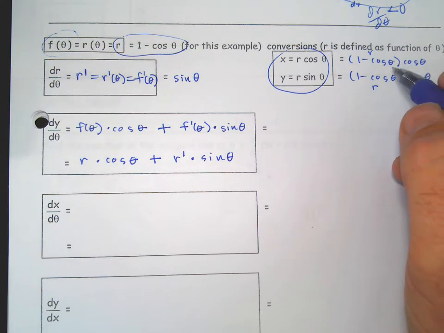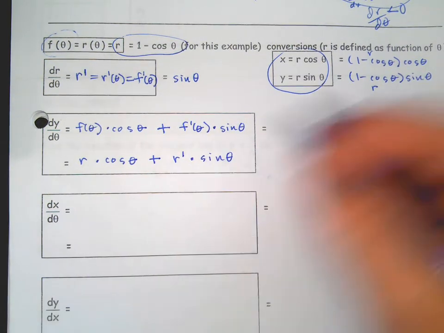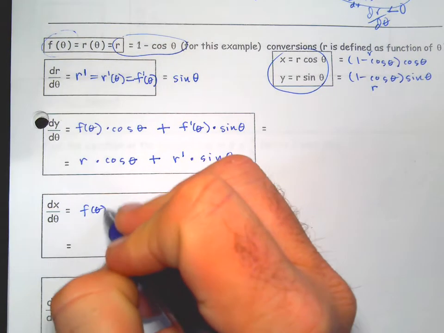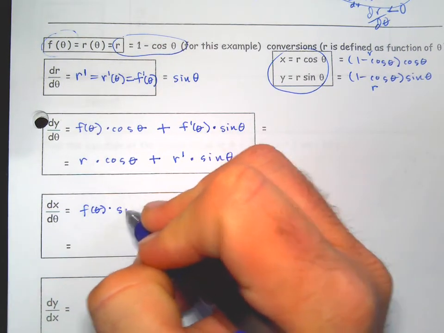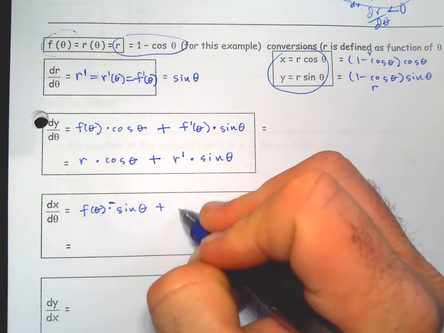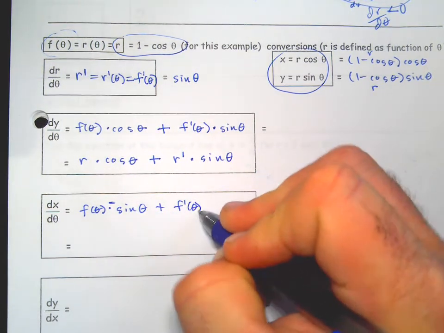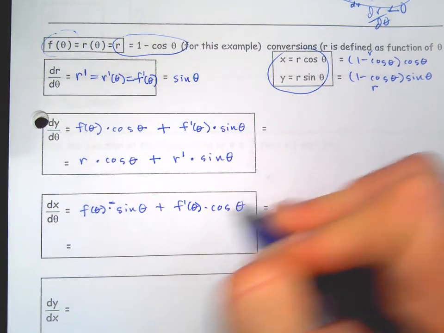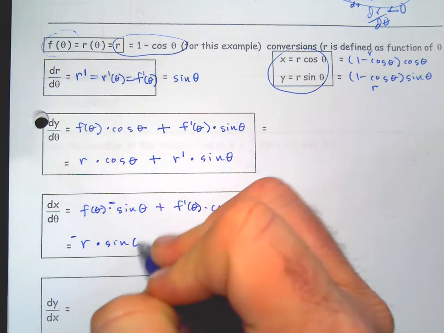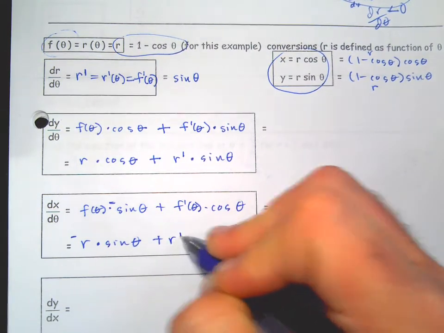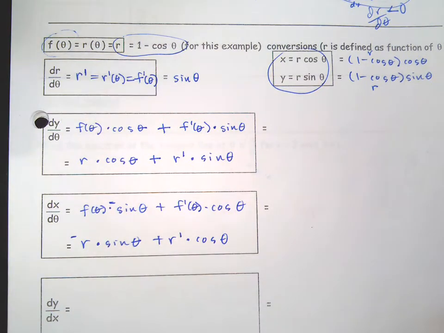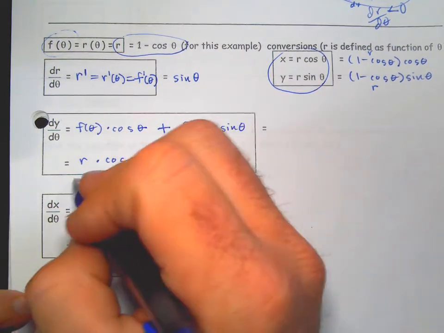Okay. And we can do the same thing for x. We say, okay, well, that's r, so we're going to do f of theta times the derivative of cosine, which is negative sine. And then we're going to do the derivative of f times cosine. Or you could write it with r, so you could say negative r sine theta plus r prime cosine theta. But here's the deal. I'm going to say, you know what? Let's not use these at all.